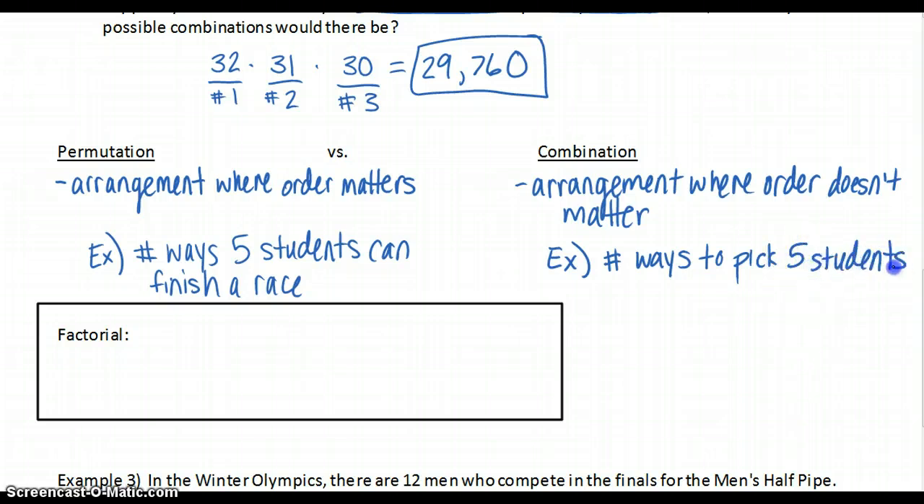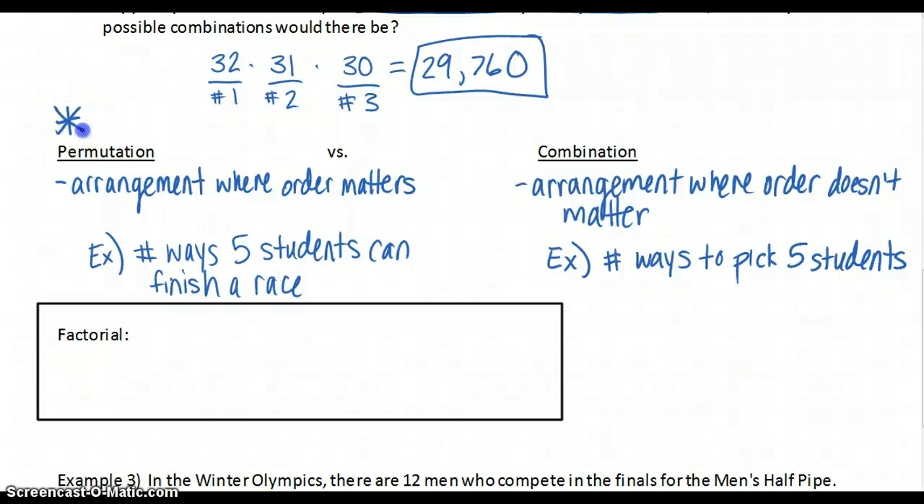Because it doesn't matter who I pick first, or who I pick second, or who I pick third, or who I pick fourth, or who I pick fifth. All that matters is that I need 5 students. Don't care what order, I just need 5 of them. So those are the two different kinds of counting methods that we're going to be using.